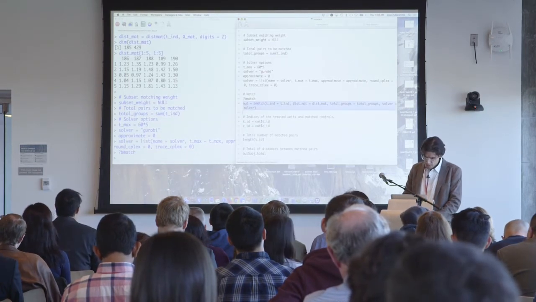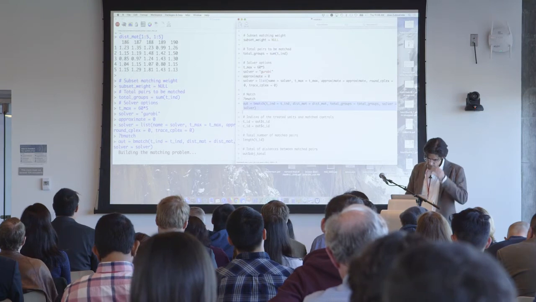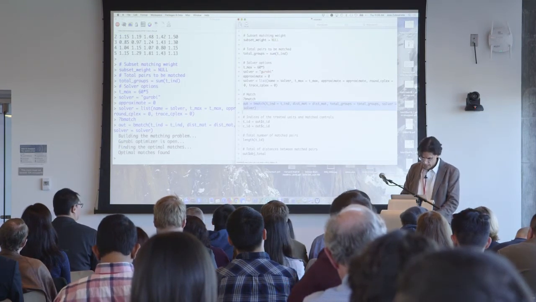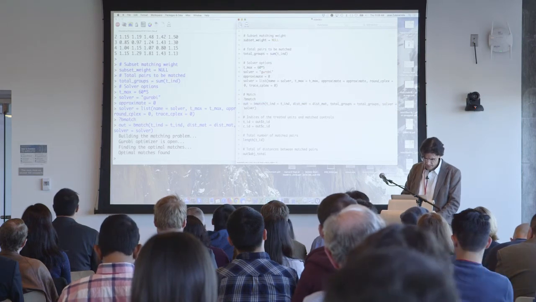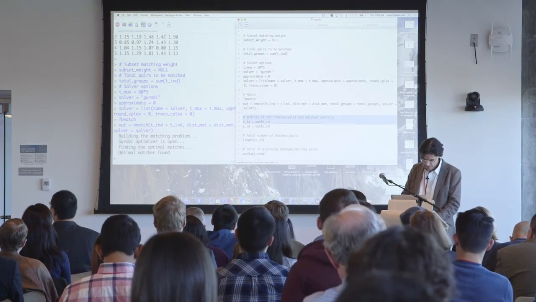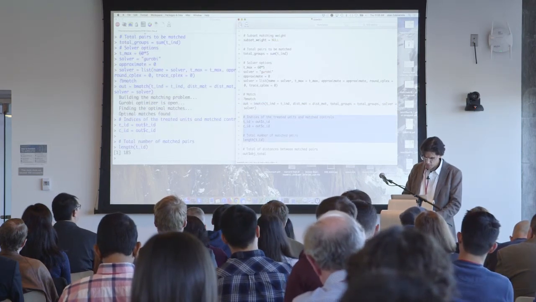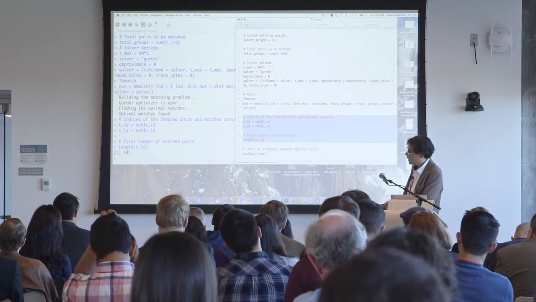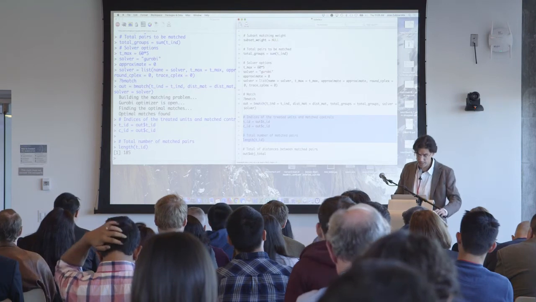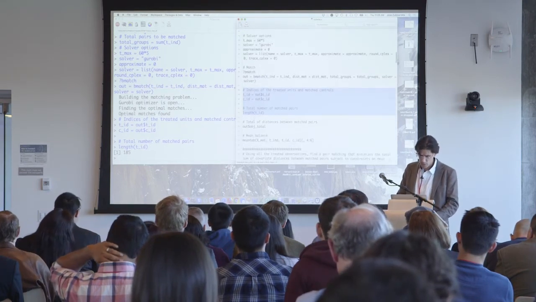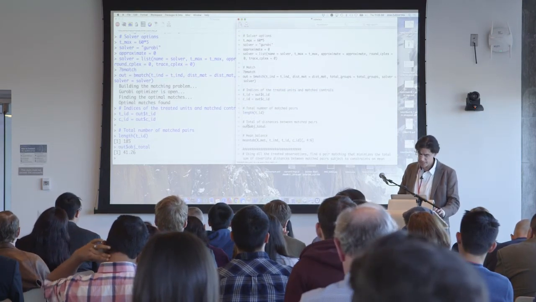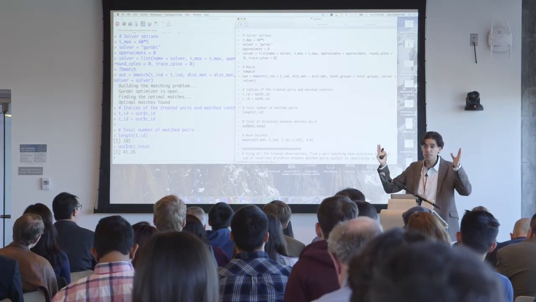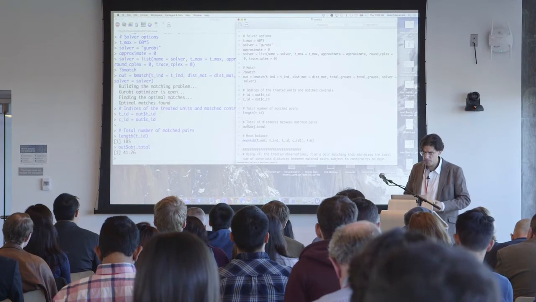And we're going to solve the matching problem. It says that it's building the matching problem. We're using Gurobi, and we were able to find the match in a few seconds. And here we're going to see how many treated subjects we matched. 185. So we're matching all the treated subjects. What is the total sum of covariate distances? 41.26, and that's the optimal because we're solving an optimization problem.